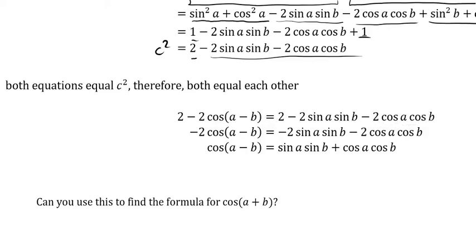So what happens here? Well, I get a 2 on both sides, so they're both gone. Okay, so I just got rid of them. And then I divide both sides by -2, so that -2 is gone, that -2 is gone, that -2 is gone, it turns into a plus. And this is what I'm left with, our formula. Cosine of A minus B is equal to sine A sine B plus cos A cos B.